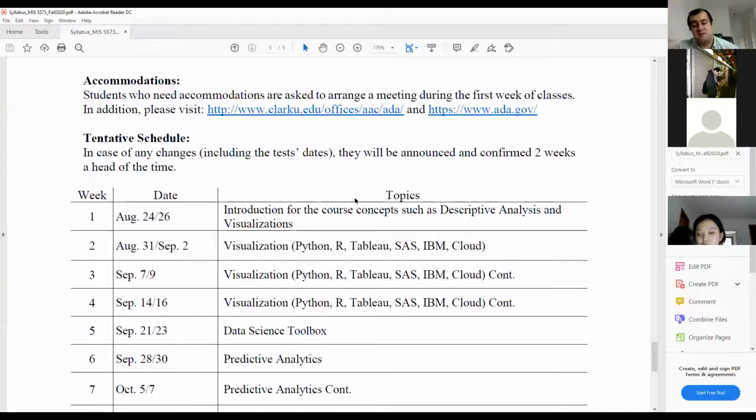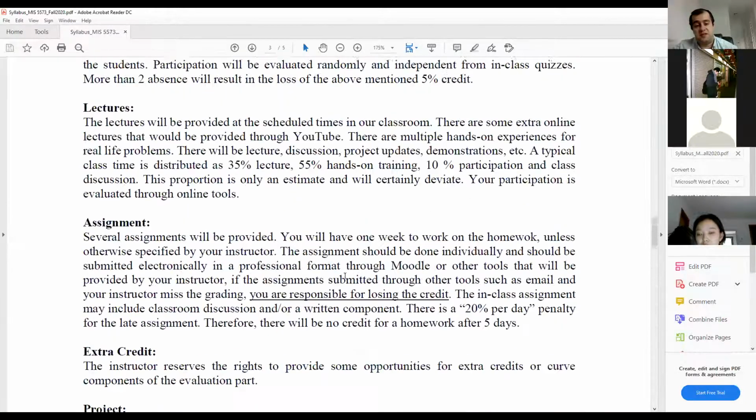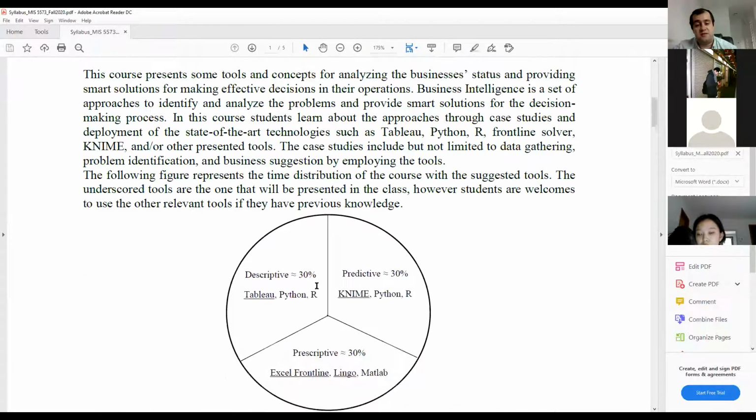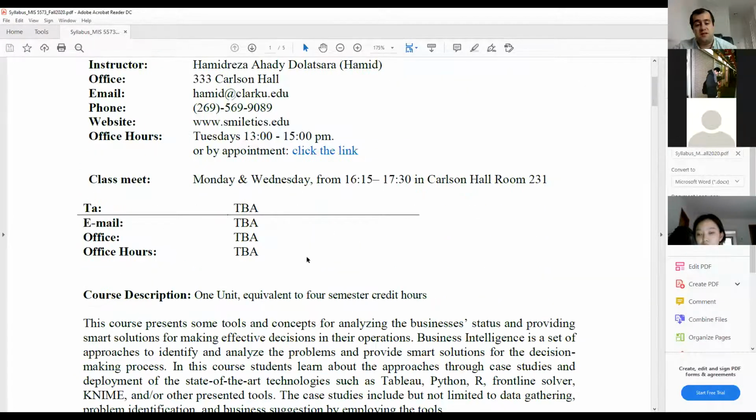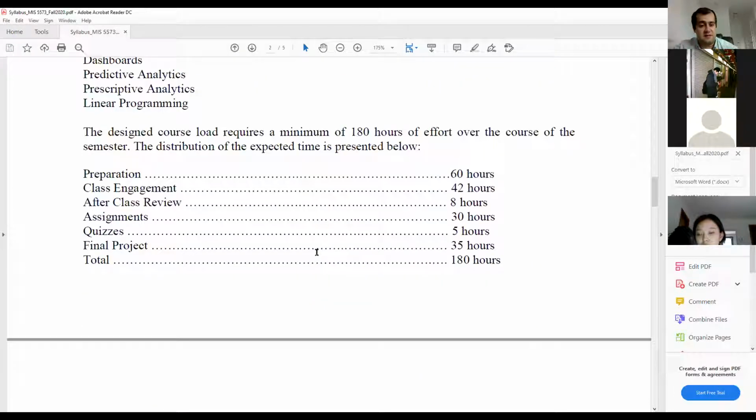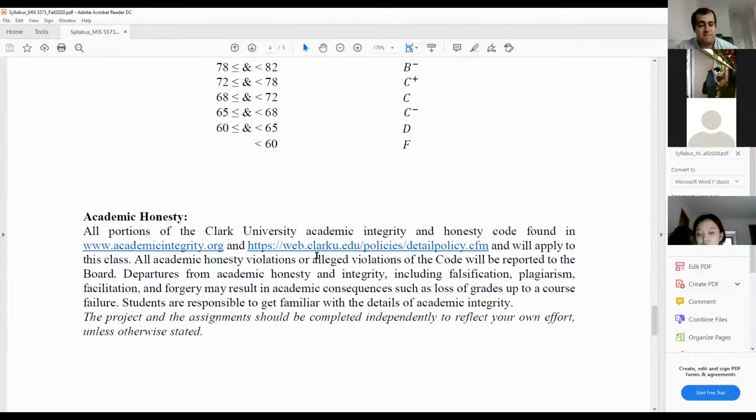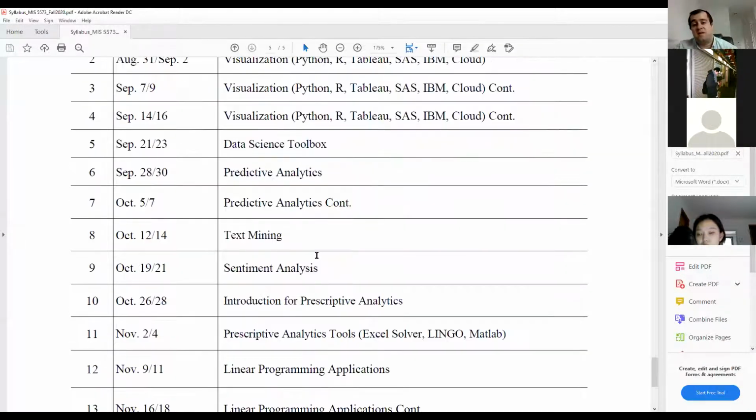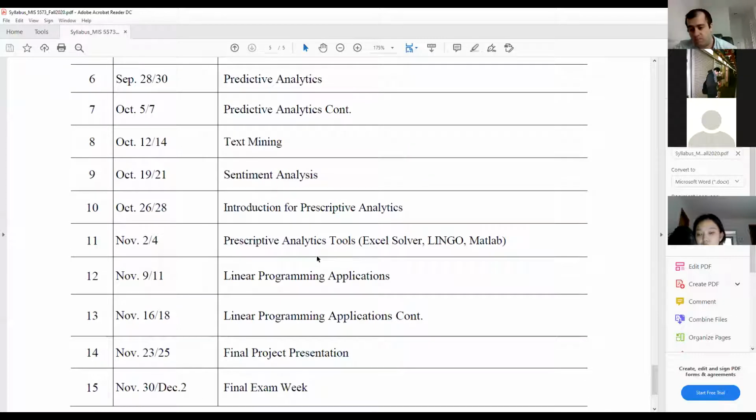Again, by the end of this week, this syllabus will be updated. I will change a little bit. I will add TA information hopefully. There are some typos here and there that I will fix later this week. Any questions? I will just wait a little bit for you guys if you have any questions.